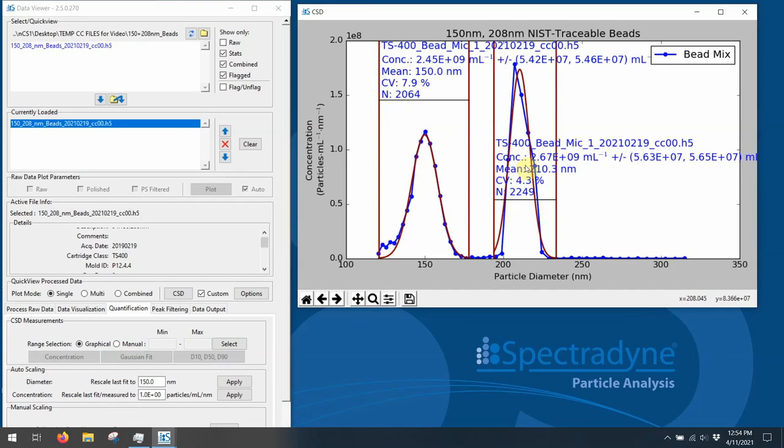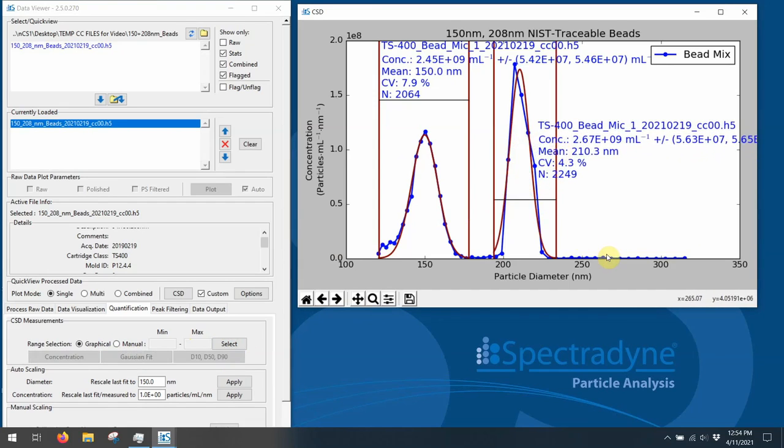And let's make that bigger so we can see it. And you can see that the beads came out, the 200 nanometer beads came out at 210 nanometers, less than 1% error, with a concentration of 2.67 times 10 to the ninth particles per ml, meaning the concentration was within 7% of what we mixed it to. Both the sizes and concentrations are well within the published specifications for the NCS1.